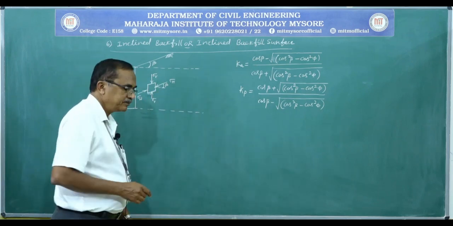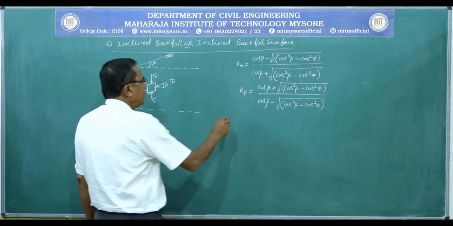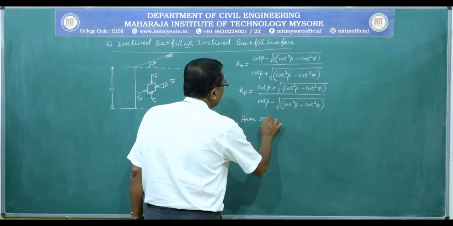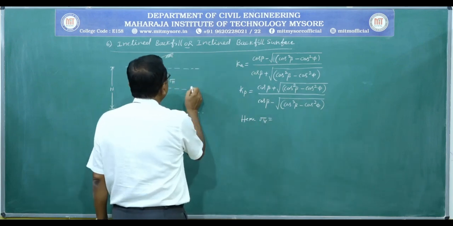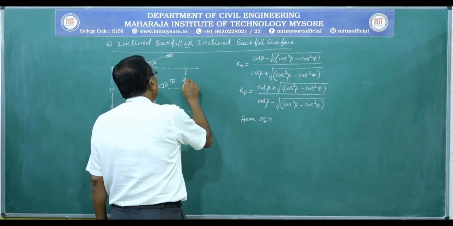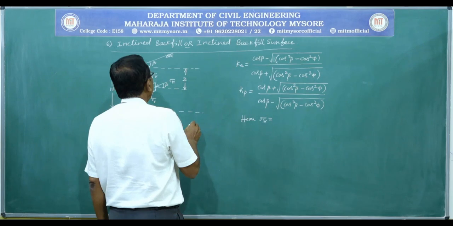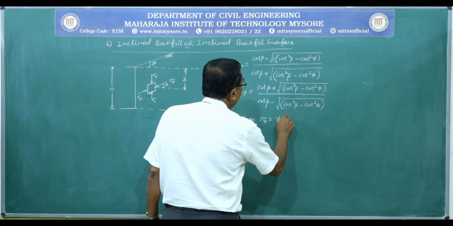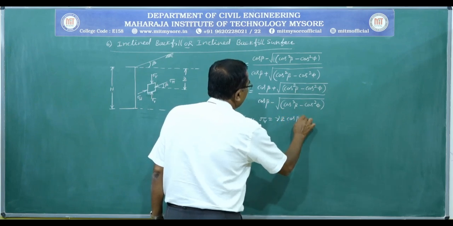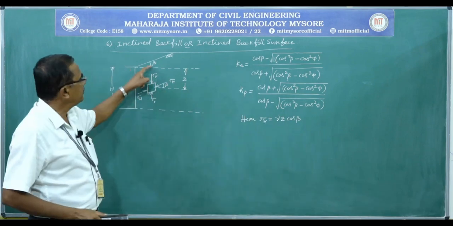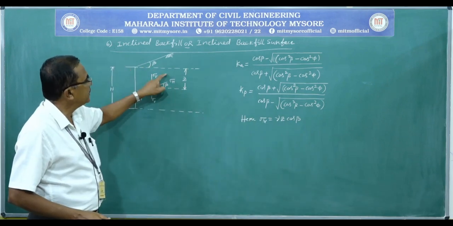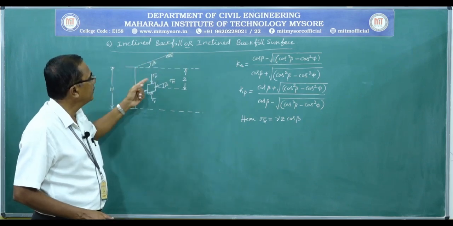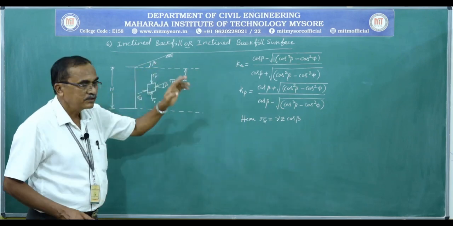As far as lateral earth pressure is concerned, sigma V is the earth pressure at a depth Z. The vertical pressure at a depth Z is equal to gamma into Z into cos beta. In the normal case, when the backfill is horizontal, vertical pressure at depth Z is gamma into Z. Since the backfill is inclined at an angle beta, this beta has to be considered along with it, as cos beta.